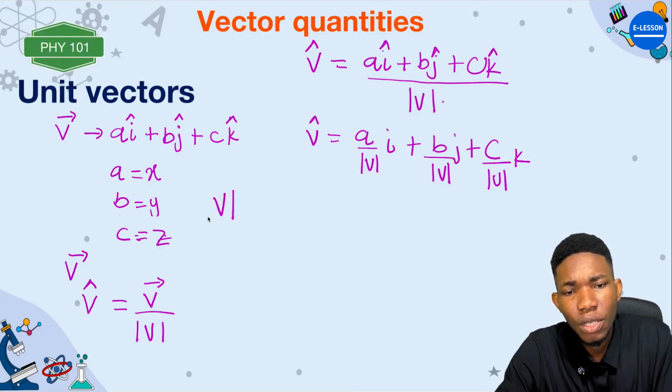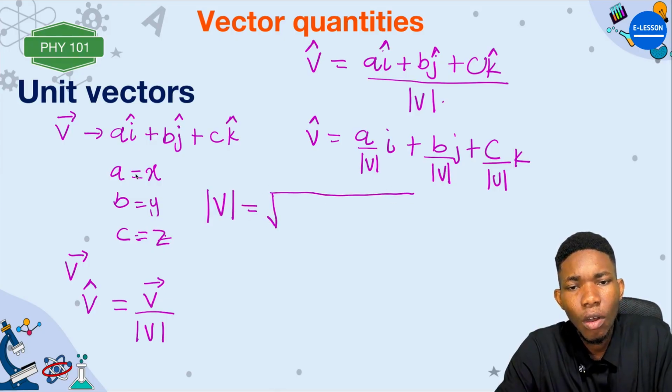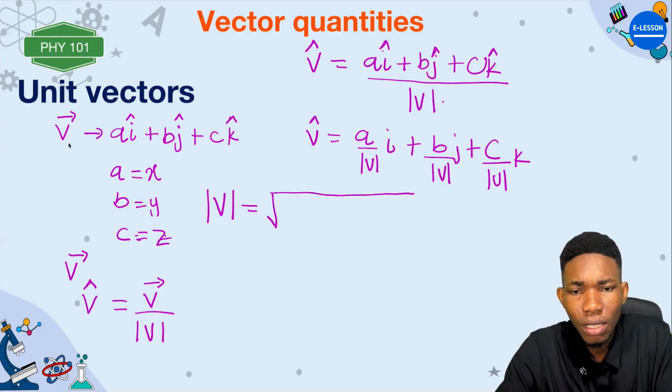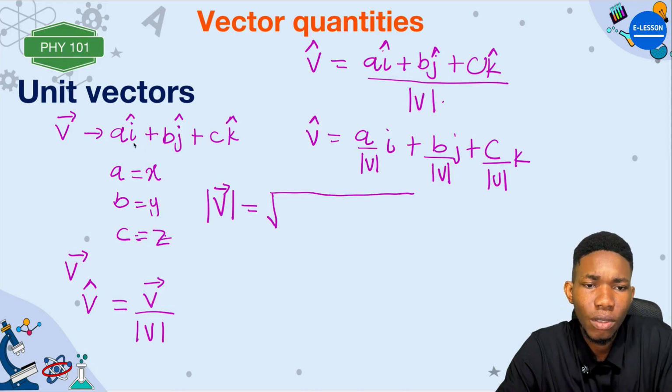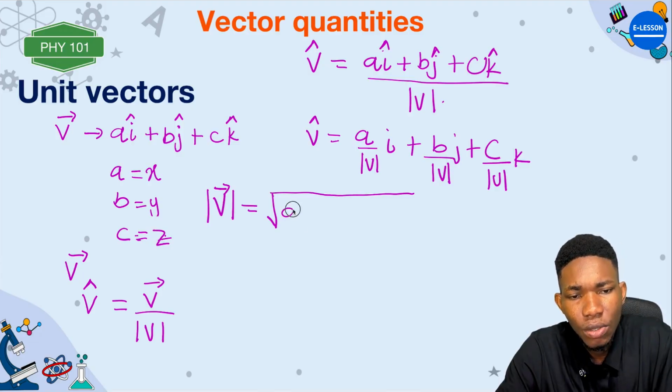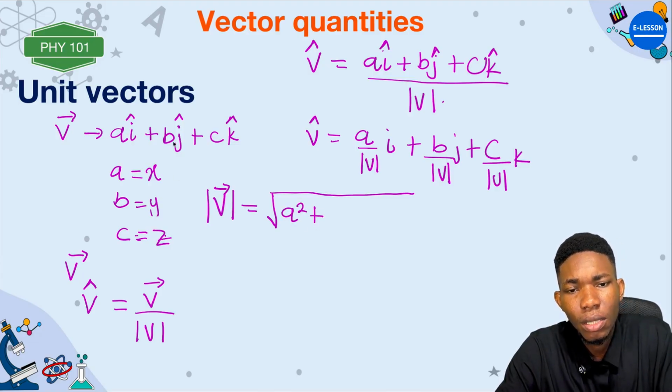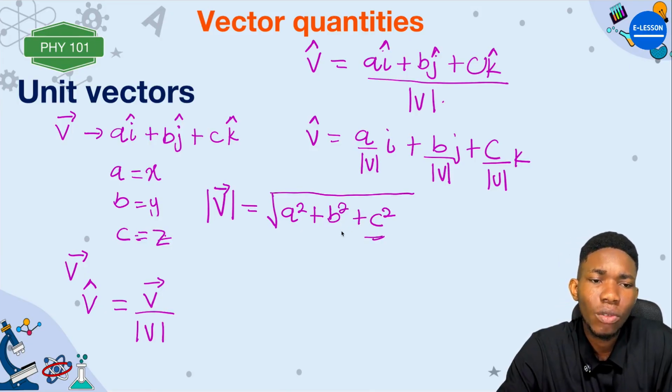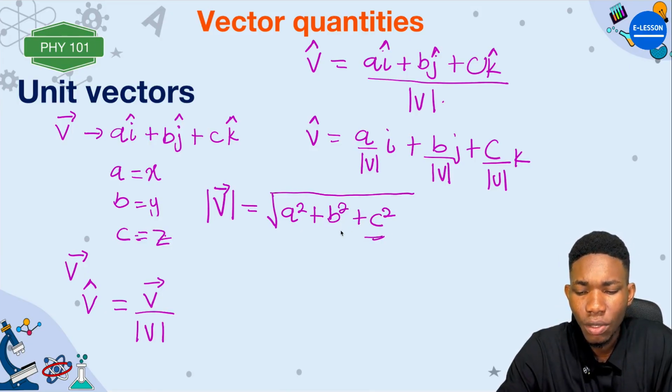To get the magnitude of v, my dear student, it is equal to the square root of what you have here. To get the magnitude of vector v, you indicate it with the vector. It is going to be the value you have here before, squared. So here will be a squared, plus that of j, which is b squared, plus that of k, which is c squared. So this is how to get the magnitude of any vector.